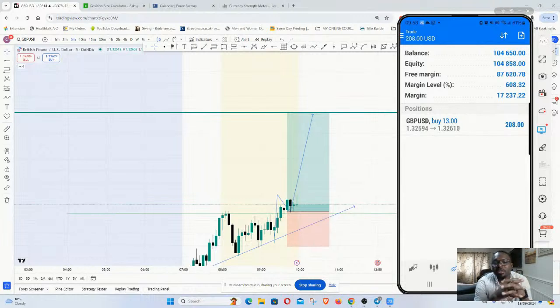I'm risking $2,000 on this account. I'm only risking $2,000. And my goal is to make $4,000. If we lose $2,000, we close the trade. We start again tomorrow. If we make $4,000, we close the trade, and we go again tomorrow. That's it.